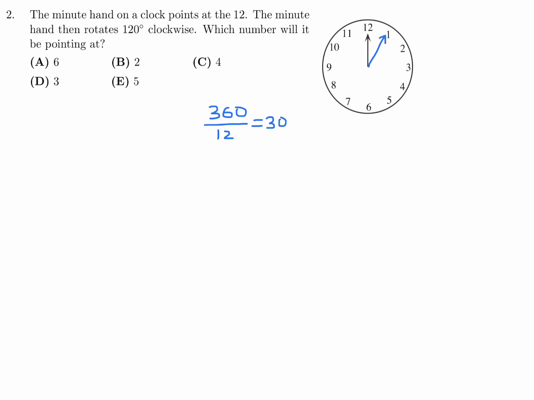So if I go here, this is 30 degrees right in there. This is another 30, this is another 30, and this is another 30, like that. So 120 is basically 4 of those 30 degree movements. So you'd go 1, 2, 3, 4. If you go to the number 4, you will have traveled 120 degrees clockwise. So the answer to number 2 is 4, which is choice C.